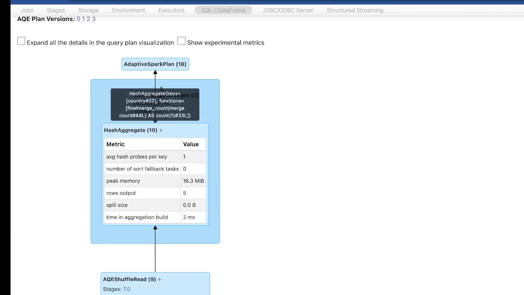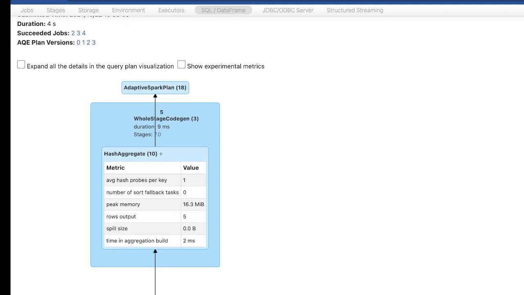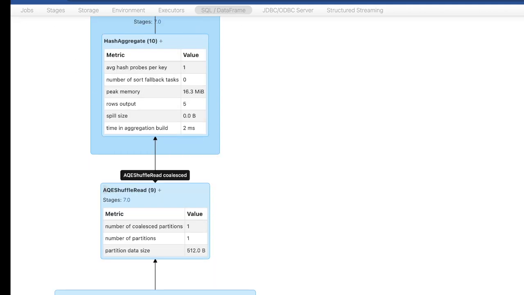So that's it. AQE does shuffle read and shuffle write. I think that explains everything.